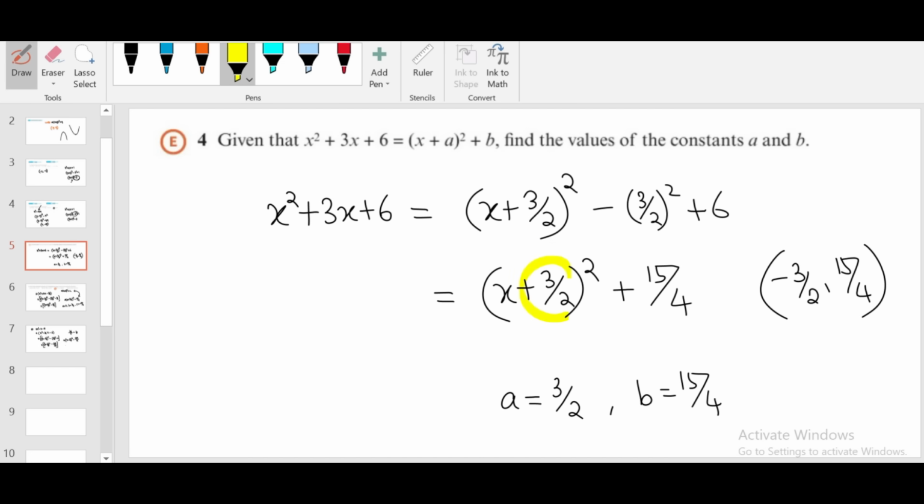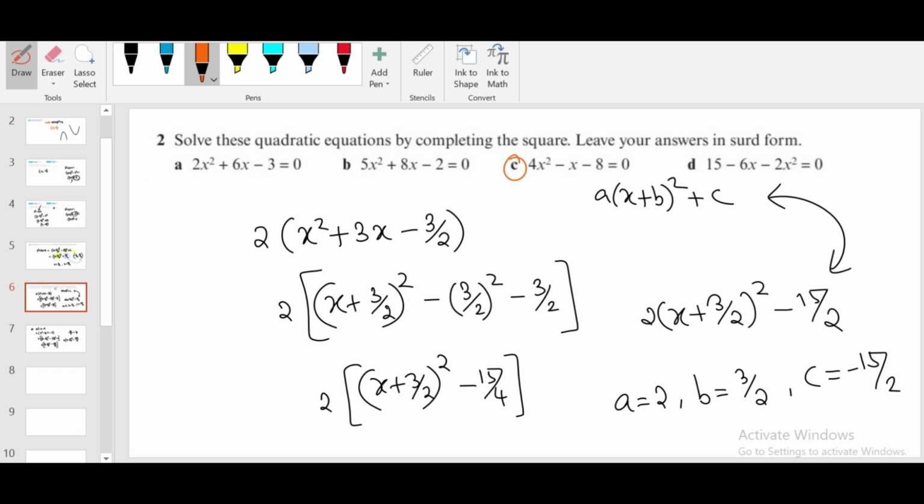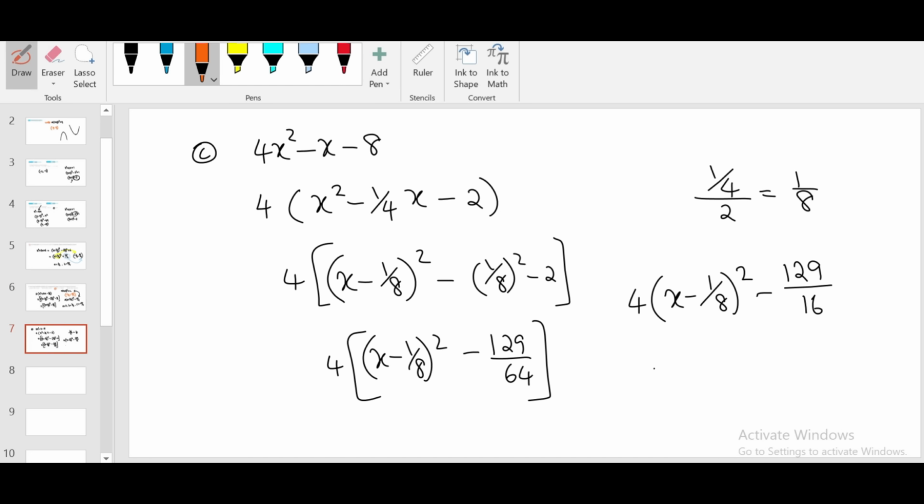I'm taking the number from here, change the sign, and this number write it as it is. That would be the turning point of the graph, of the function. Here the number inside is minus, so change the sign, -3/2. The number standing all alone is a negative number. That's the turning point. For this question, the turning point is +1/8, -129/16.